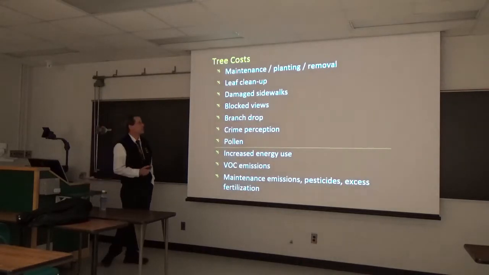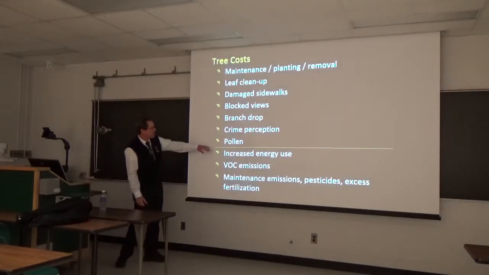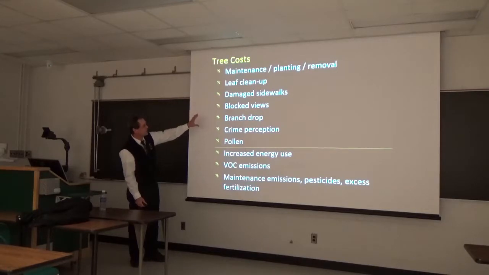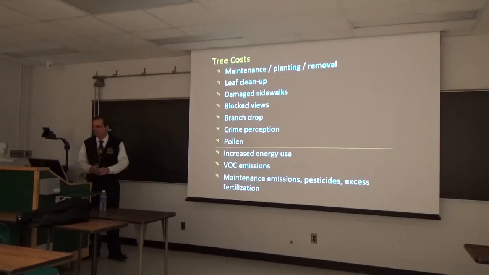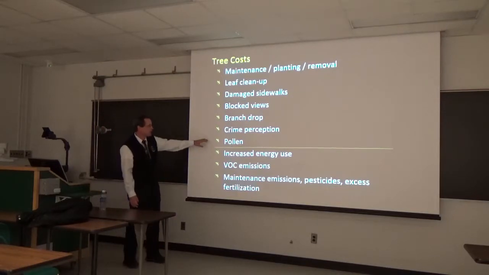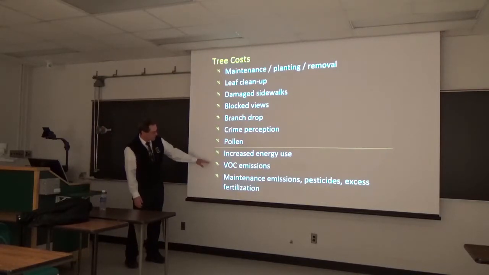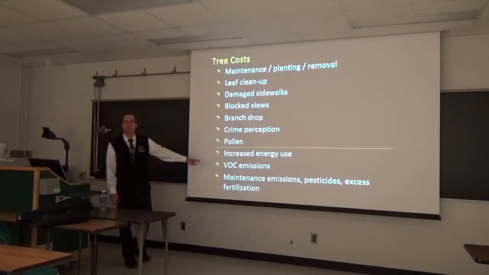On the other side, we have costs that people recognize. Above the yellow line are the ones I think people perceive because they can see them. They can see damaged sidewalks. They have to rake the leaves. They have to maintain the trees, plant. I think they understand pollen. On the lower side here are the things they may not understand. We talked about increased energy use, volatile organic compound, VOC, emissions.